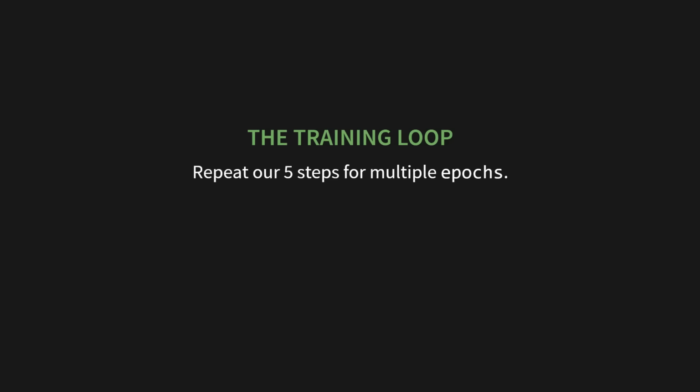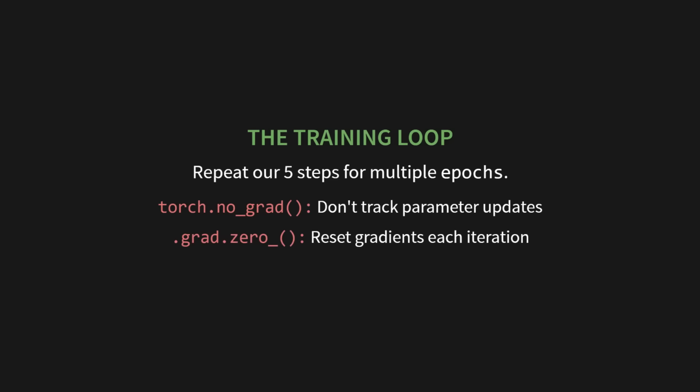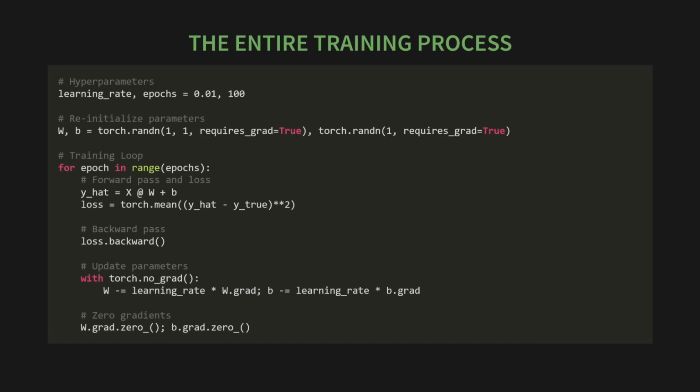Now, there are 2 new and critical details here. First, you'll see a block that says torch.no_grad. This tells PyTorch, hey, don't track these parameter updates in your computation graph. I'm doing this manually. And second, you'll see .grad.zero_(). This is so important. It resets the gradients after each iteration. If we didn't do this, the new gradients would just add on to the old ones, and we'd get completely lost on our foggy mountain. Here is the entire training process in one beautiful block of code. We'll walk through this step by step.